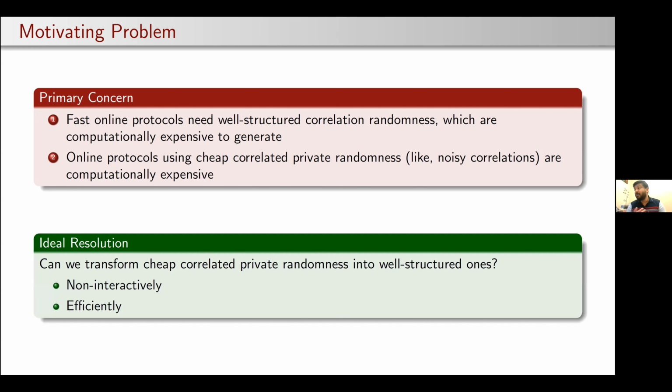An ideal resolution of this problem will be to use these cheap sources and non-interactively and efficiently convert them into well-structured correlated private randomness. So this possibility leads us to study the problem of secure non-interactive simulation.